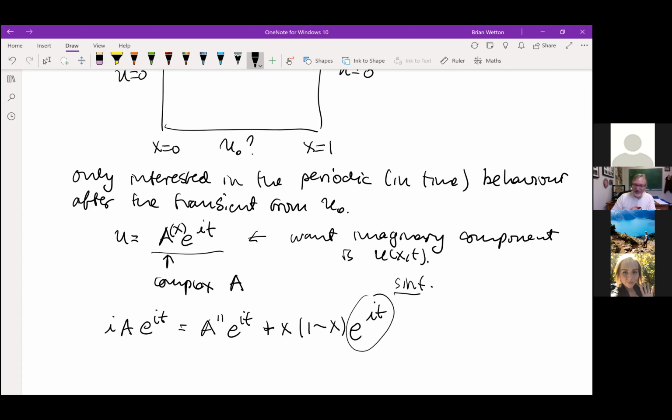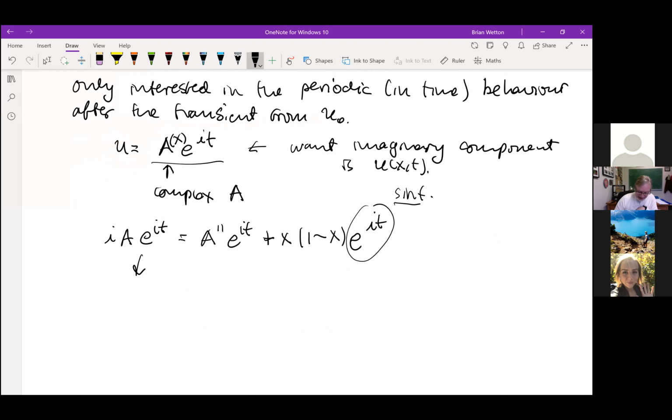Something I remember from teaching Math 152 students, so you're probably well beyond this. When I say the imaginary component of a complex number, I mean the real number that multiplies i, right? So the imaginary component's not imaginary. It's the real part that multiplies i.